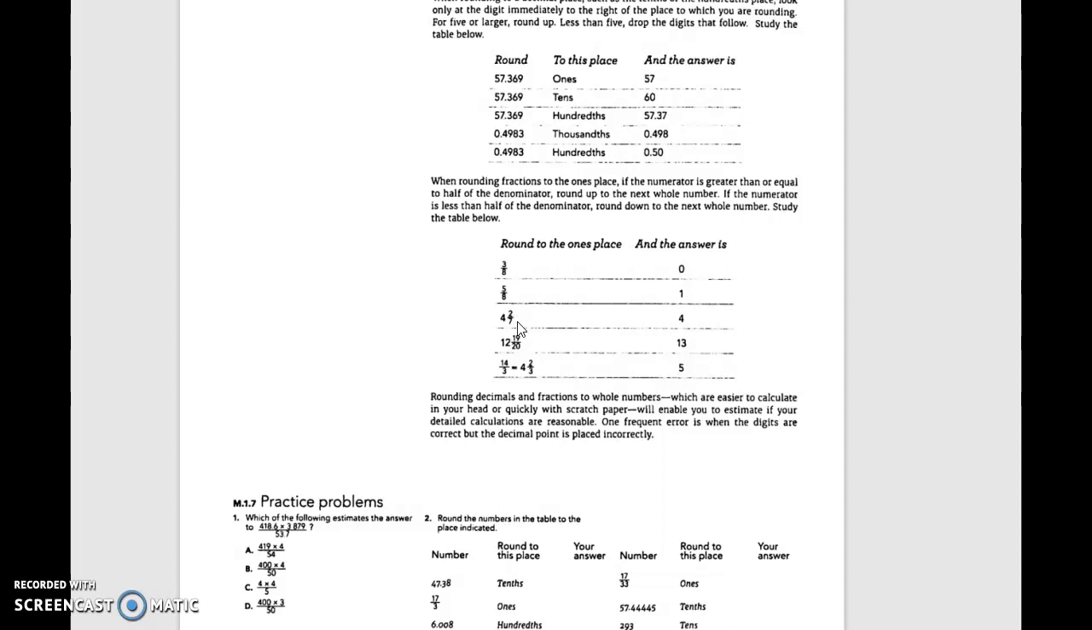Is 2 greater than or equal to 3.5? No. So we're going to round down to the next whole number, which will be just 4. We're basically just throwing away the fraction because it's not greater than half of a whole number. Now 12 and 19/20ths, well, half of 20 is 10. Is 19 greater than 10? Yes. So we're going to add 1 to the whole number and it becomes 13.